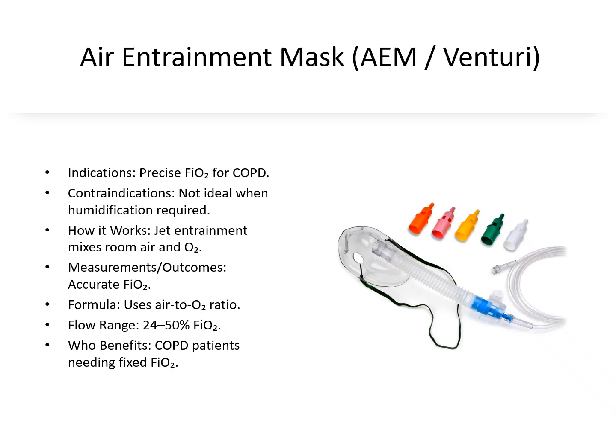An air entrainment mask, also known as a Venturi mask, is used when a patient needs precise FiO2, especially COPD patients. It's not ideal when humidification is needed. It works through jet entrainment, mixing room air with oxygen. The outcome is a very accurate FiO2. The formula is based on the air to oxygen ratio. Flow ranges vary from 24 to 50%. Patients with COPD benefit the most because it prevents over-oxygenation.